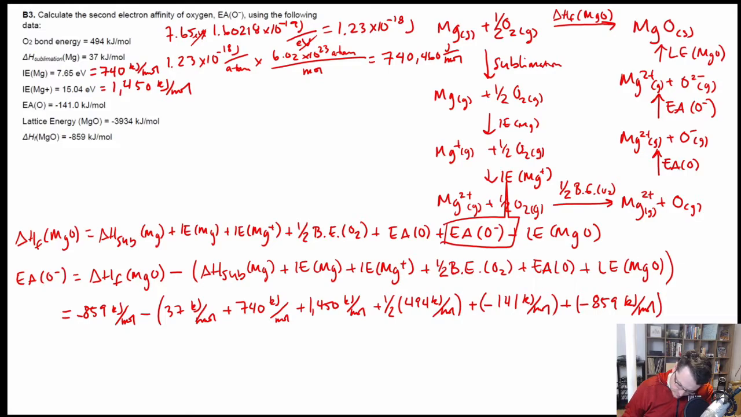Right, so we have all of that, and now we just plug and chug our way through, and what we get is negative 859 minus parentheses 37 plus 740 plus 1450 plus 1/2 times 494 plus negative 141 plus negative 859. And so what I got was something that does not match up with what I have right here. So what did I do wrong?